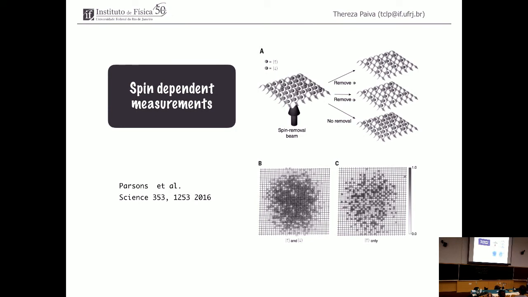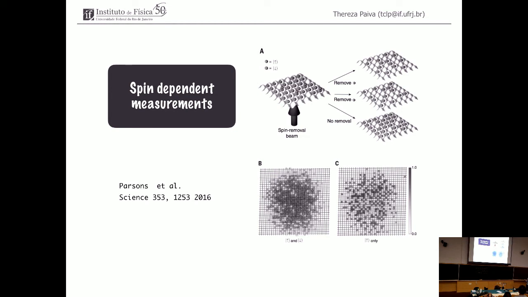So some groups develop spin-dependent measurements, and this is done by, after you look at the system with both up and down spins in it, you shine a beam of light that ejects only one kind of atom. So here you remove the green atoms, and here you remove the orange atoms. But one thing to keep in mind is that here, for instance, we have a double occupation, and when we do the imaging, whether we remove the up or the down, we also remove the double occupation. So this is important to keep in mind. But in doing this, we can remove one species and look at a single species.